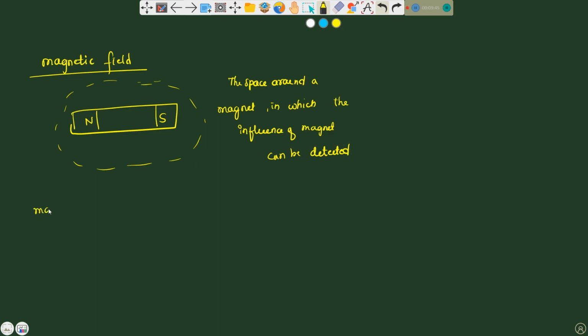Now we have magnetic flux. What is this magnetic flux? Magnetic flux is nothing but a group of magnetic lines.